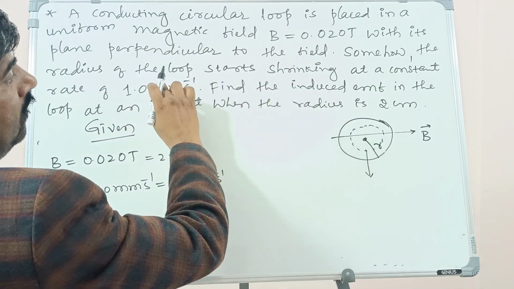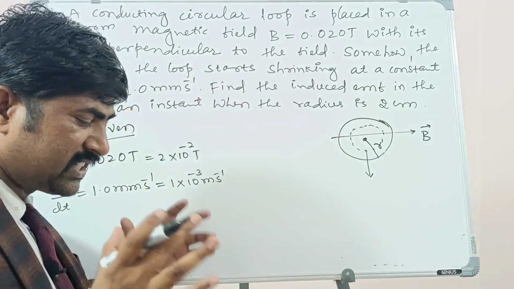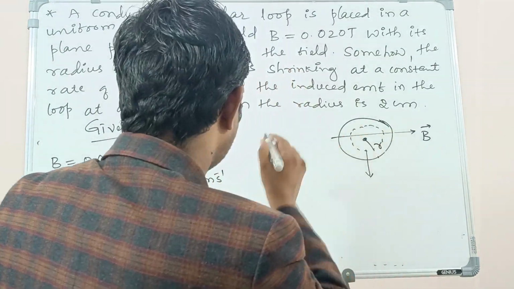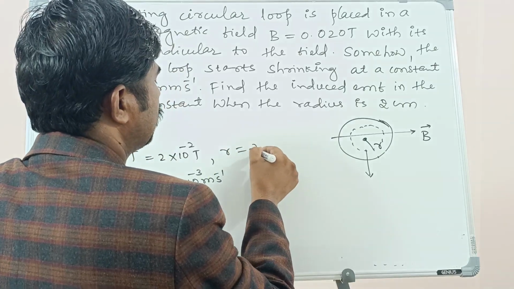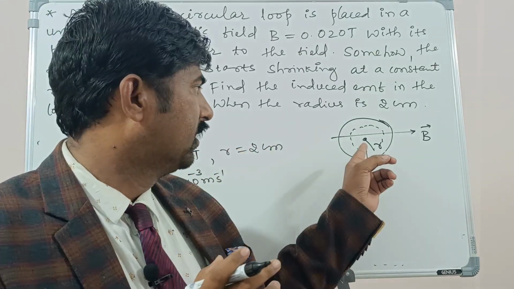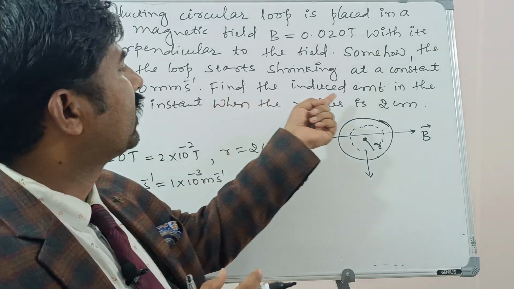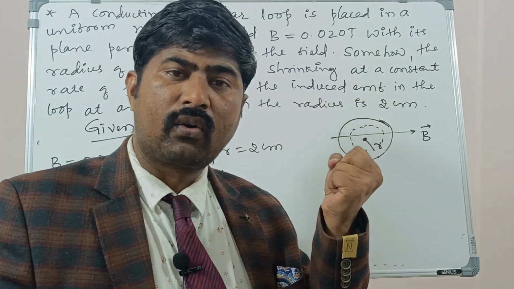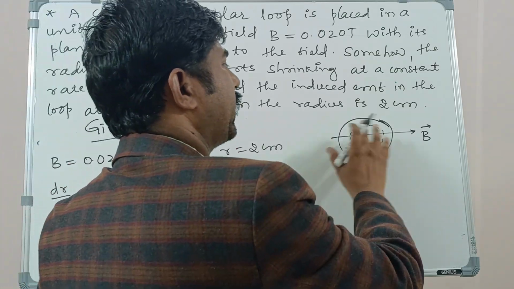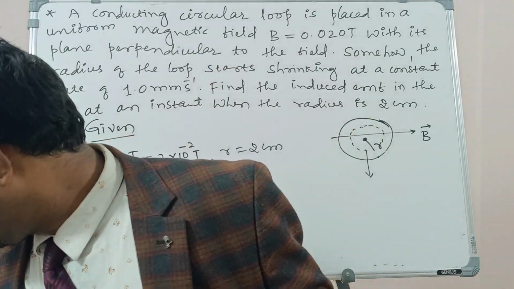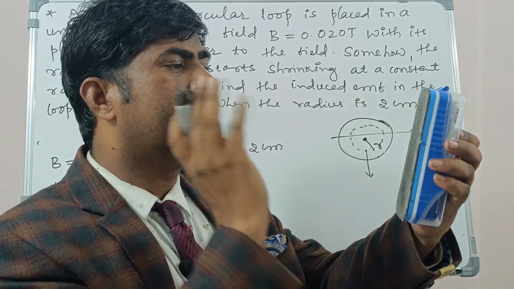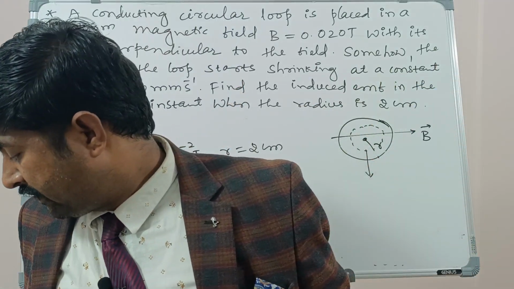Then they are asking, when it starts shrinking, ultimately it will reach a radius r. So the final radius is r equal to 2 centimeter. At 2 centimeter, what is the EMF induced in the circular loop? An EMF is induced only whenever magnetic field lines are passing through the surface. If the magnetic field lines are continuously changing through this surface, an EMF is generated.